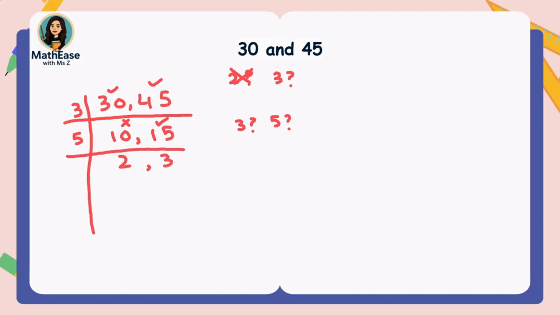Now you'll notice that 2 and 3 cannot be divided by the same prime number anymore. So we stop right there. Again, take all the numbers that you've written on the left and multiply them. In this case, we're going to write that the HCF of 30 and 45 is equal to 3 times 5, which equals 15. And there's your answer.